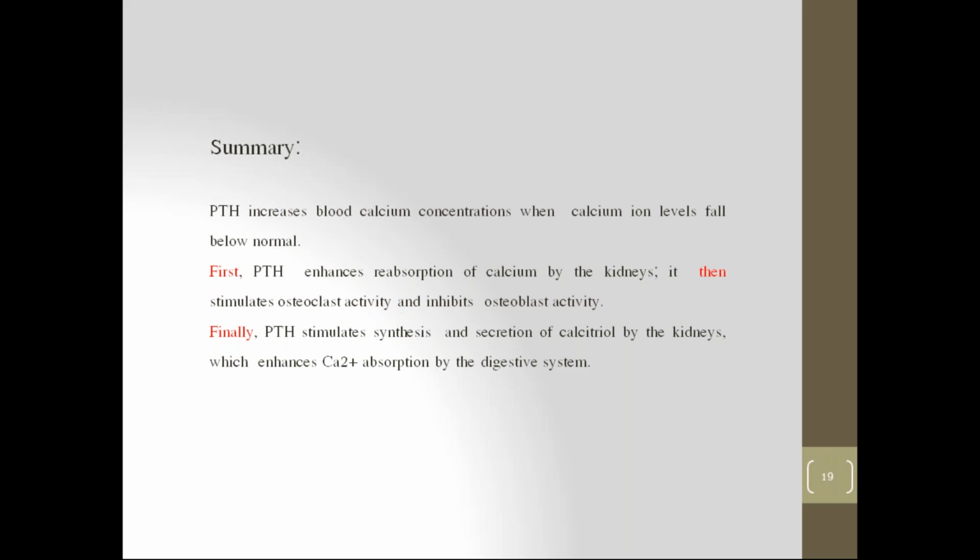So, summary: parathyroid hormone increases the blood calcium concentration when calcium ion levels fall below normal. First, parathyroid hormone enhances the reabsorption of calcium by the kidney. It then stimulates osteoclast activity and inhibits osteoblast activity. Finally, parathyroid hormone stimulates the synthesis and secretion of calcitriol by the kidneys, which enhances calcium absorption by the digestive system. So it increases calcium levels by acting first on the kidney, next on bone, and next on the GIT.